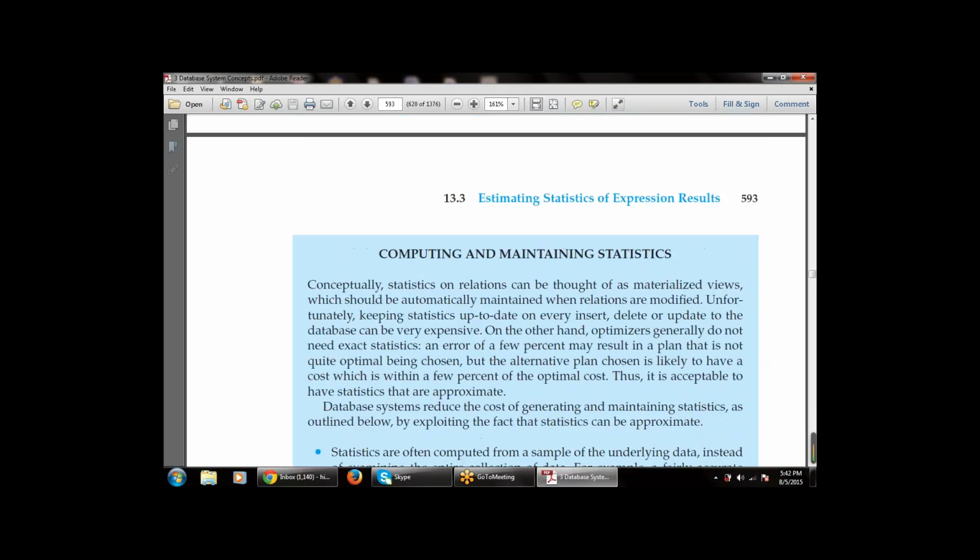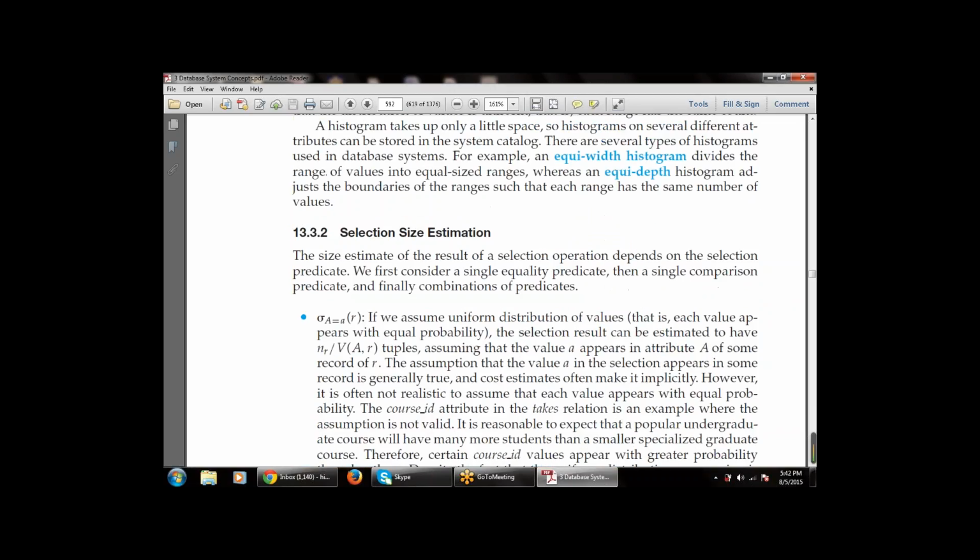So I am not going to start this right now. Let's finish the class here. In the next class, I am taking the next topic, that is selection size estimation, that is, how to estimate the selection size. So let's stop the class here.